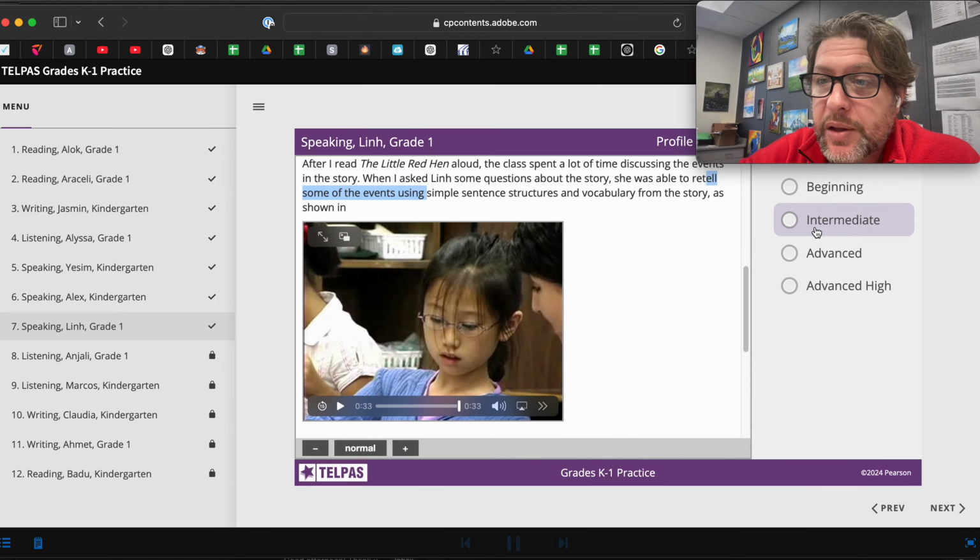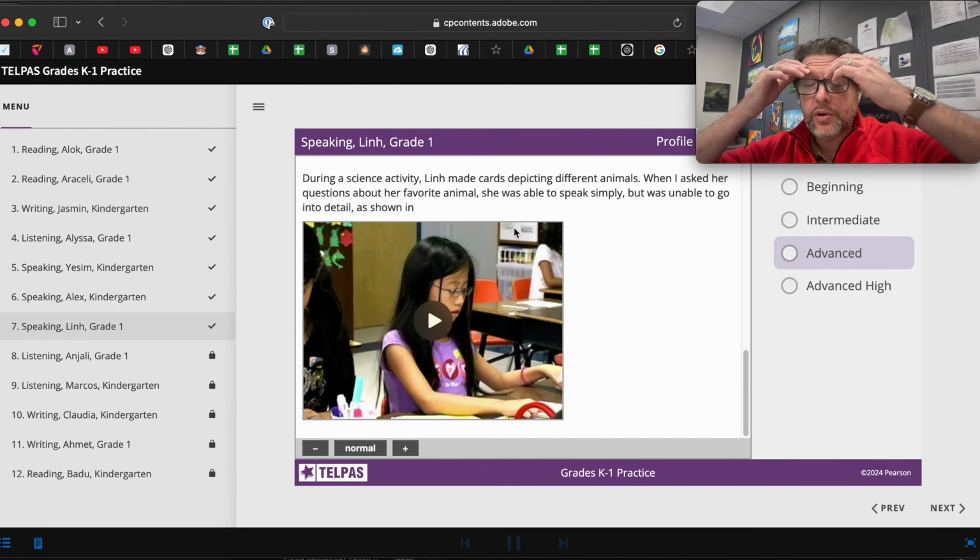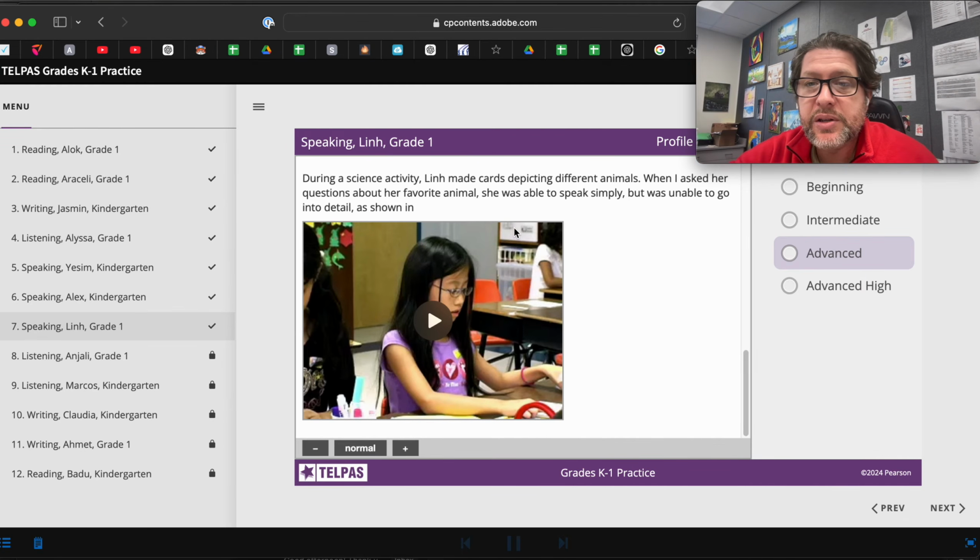Okay. I'm thinking this. What are you guys thinking? Is that okay? Here's some more. Lynn made cards to picnic. When I asked her questions about her family, she was able to speak simply but unable to go into detail. There's the key word. So advanced requires some detail at least. She was not able to go into detail.